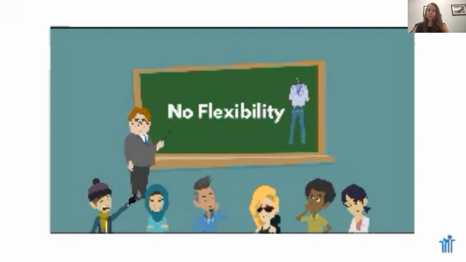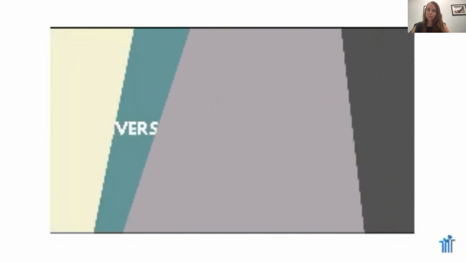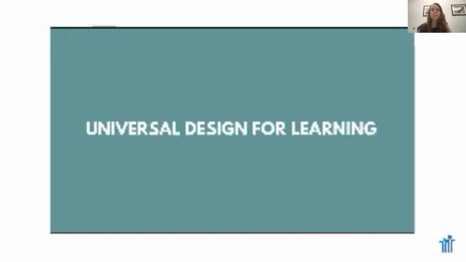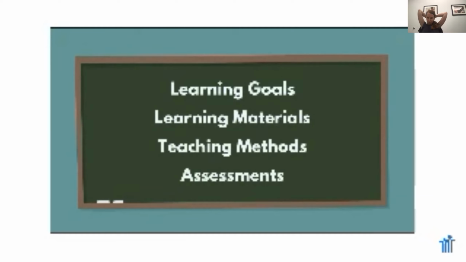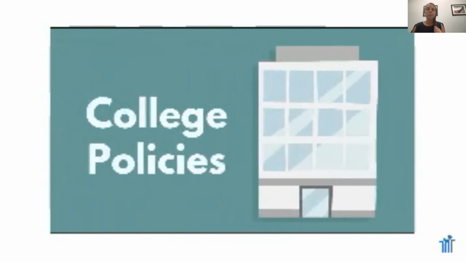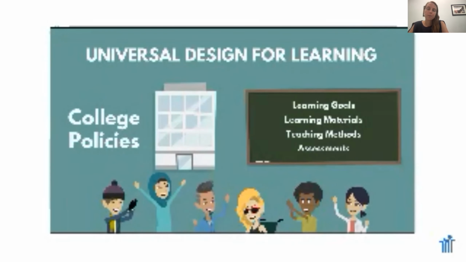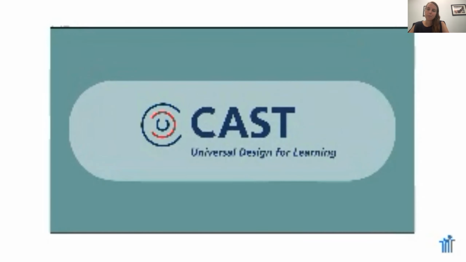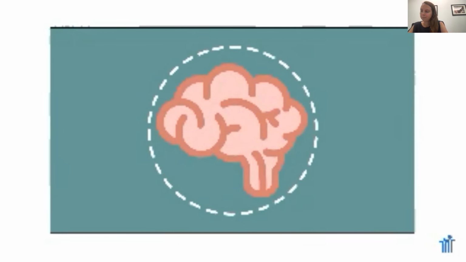So, how can our institutions respond to these challenges? Enter Universal Design for Learning, or UDL for short. UDL is an educational framework that guides the design of learning goals, materials, methods, and assessments, as well as the policies surrounding these curricular elements, with the diversity of learners in mind. The framework was developed by US organization CAST and is based on research in the field of neuroscience.